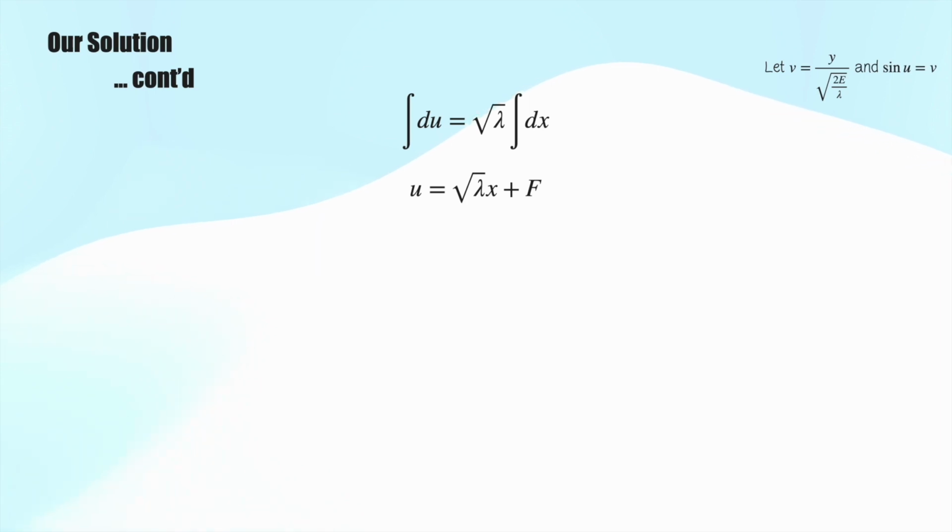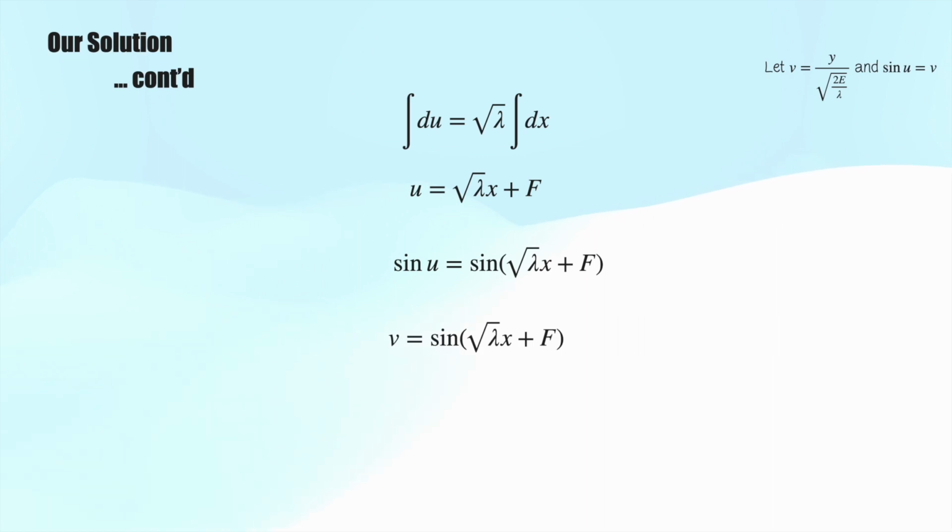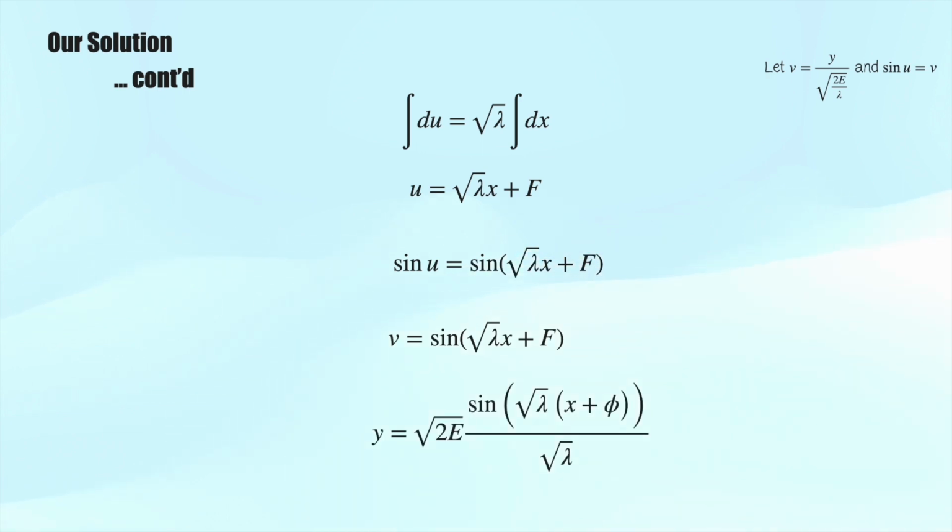And now we are going to reintroduce v by taking sine of both sides, because this gives us sine of u, which we know is v, and we can now make another substitution which allows us to introduce y. So we substitute the value that v is equal to y over the square root of 2e over lambda, and we rearrange, and we get the following. I have just introduced another variable phi, where phi is f over lambda. And that is where we will leave it.